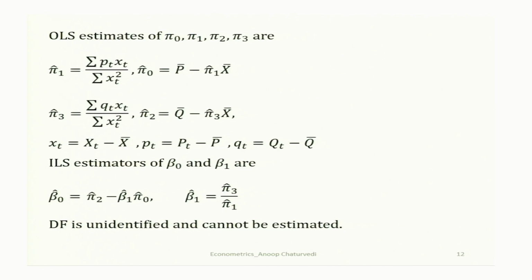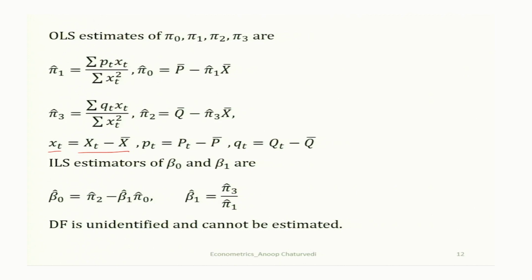Then we can apply the OLS procedure for estimating pi naught, pi 1, pi 2 and pi 3. Now, suppose small x_t denotes capital X_t minus x bar, meaning small x_t is the deviation of capital X_t from the respective mean. Similarly, small p_t denotes the deviation from mean of capital P_t, and small q_t denotes the deviation from mean of capital Q_t.